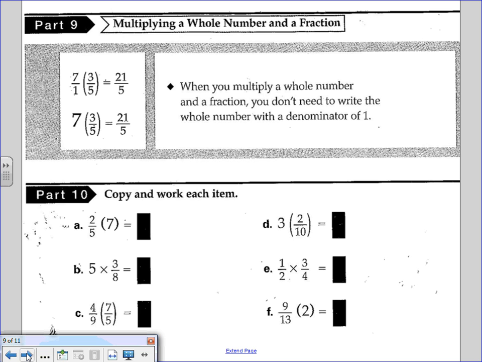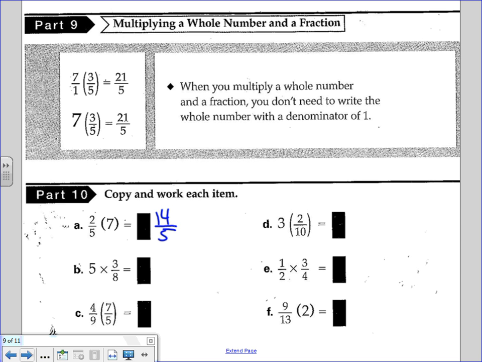Okay, so now let's look at A. I've got 2/5 times 7. Again, I just have to take the numerator times the whole number. So 2 times 7 is 14. And again, 7 is really 7 over 1. 5 times 1 is just 5. Okay, next one.